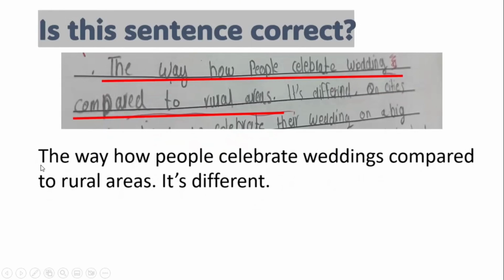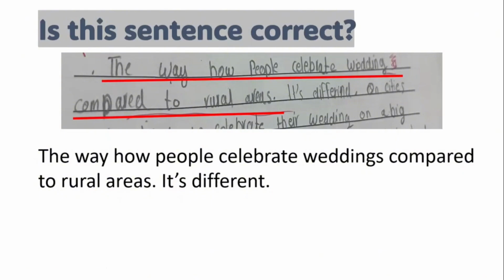If you have a closer look at the sentence, you'll find that there is no verb here. And when I say a sentence, I mean a complete sentence. When I finish my sentence, I usually have an end mark. An end mark is usually a full stop, an exclamation mark, or a question mark. Here I have my full stop. So I'm talking about this sentence: the way how people celebrate weddings compared to rural areas.